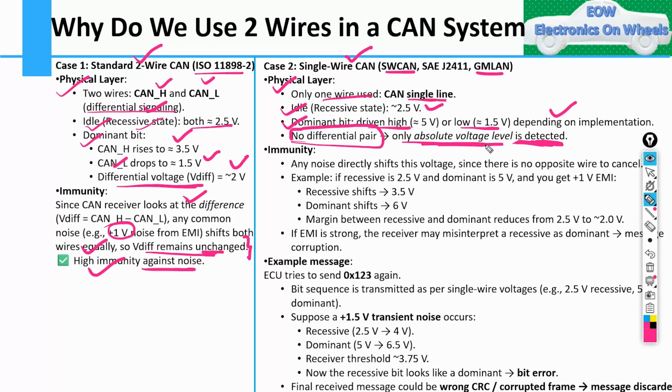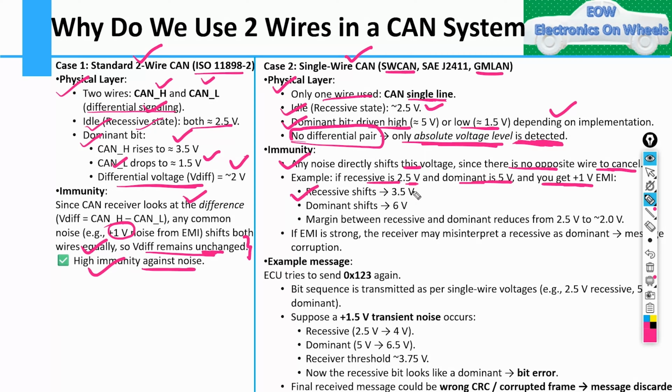Only the absolute voltage level is detected, and we will see what issue comes up in this case. Any noise directly shifts this voltage, since there is no opposite wire to cancel it. For example, if recessive is at 2.5 and dominant is at 5 volt, and you get 1 volt of noise or EMI, then what will happen?